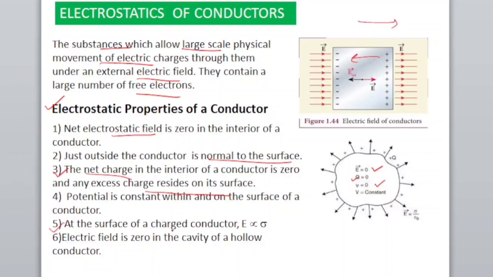Next, at the surface of a charged conductor, electric field is directly proportional to surface charge density. It is given by E equal to sigma by epsilon naught. Electric field is zero in the cavity of a hollow conductor. Inside the hollow conductor, it means inside the conductor, electric field is zero. So in the cavity of a hollow conductor, electric field is zero. Okay, hope it's clear to all of you.